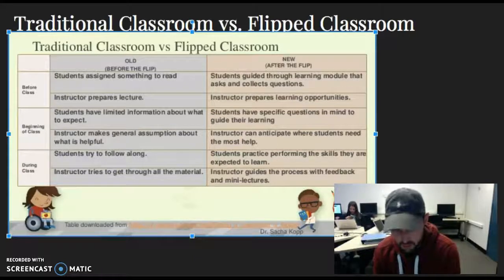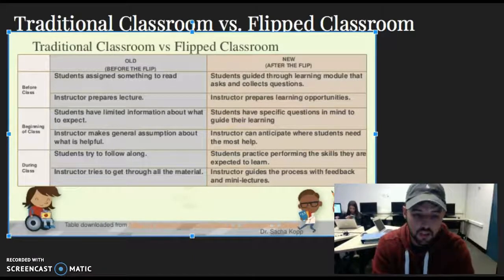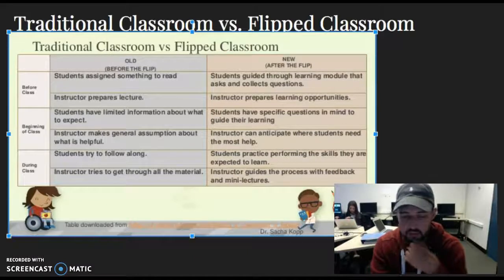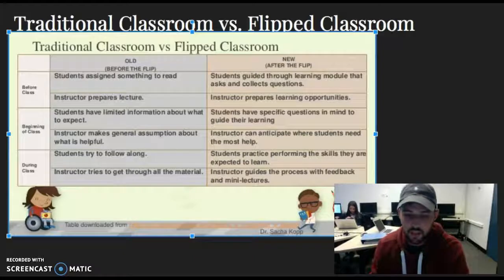Students practice performing the skills they are expected to learn. During the class, for the traditional classroom, students try to follow along, and the instructor tries to get through all the material. For the flipped classroom, the students practice performing skills that they're expected to learn, and the instructor guides the process with feedback and mini lectures.